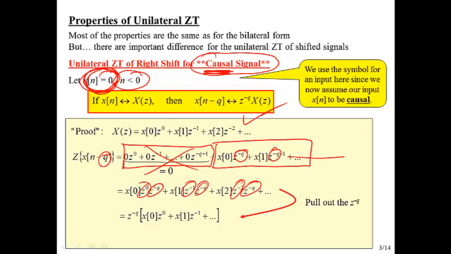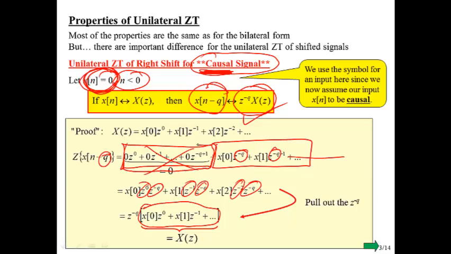And then pull that z to the minus q out in front, and then we recognize that this thing here is just X of z. So we have indeed shown that if we have a causal signal and we do a right shift on it, the z transform of that right shifted signal is just z to the minus q times X of z, and that's because we're shifting in zeros. But things change when we do a non-causal signal.